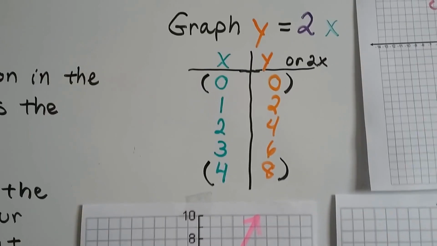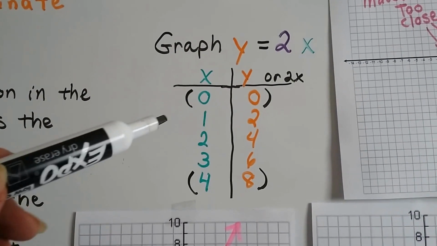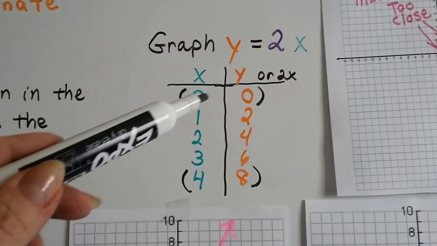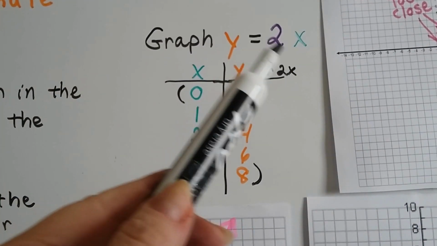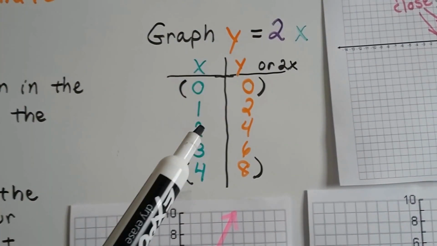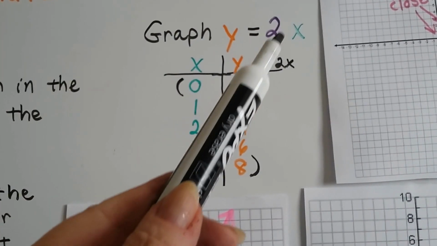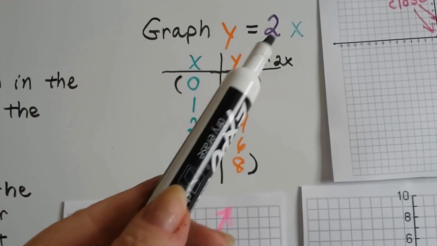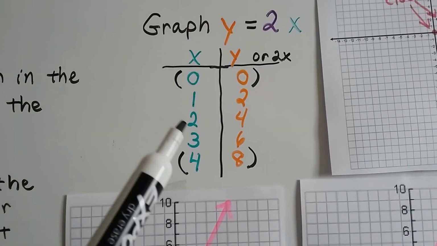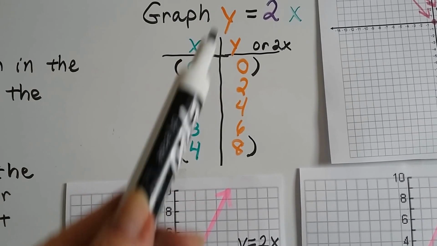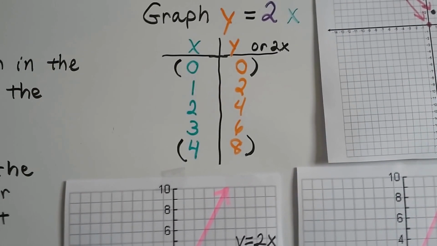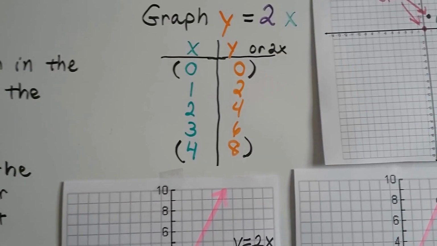I made a function table to find out what x and y could equal. And I said, okay, well, if x is 0, then y is going to be 0. Because if x is 0, 2 times 0 is 0, so y equals 0. And if x is 1, then that's 2 times 1, that's 2, then y equals 2. And if x is 2, then that's 2 times 2 is 4, so y is 4. I made my function table to find all the values in the ordered pairs.